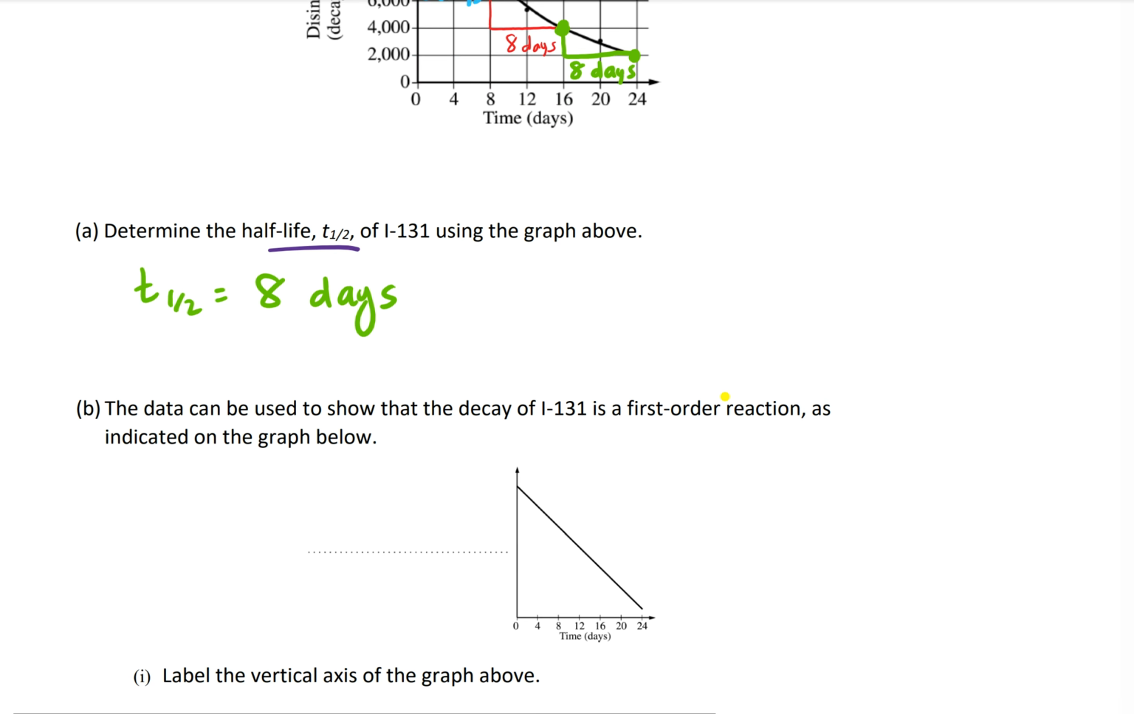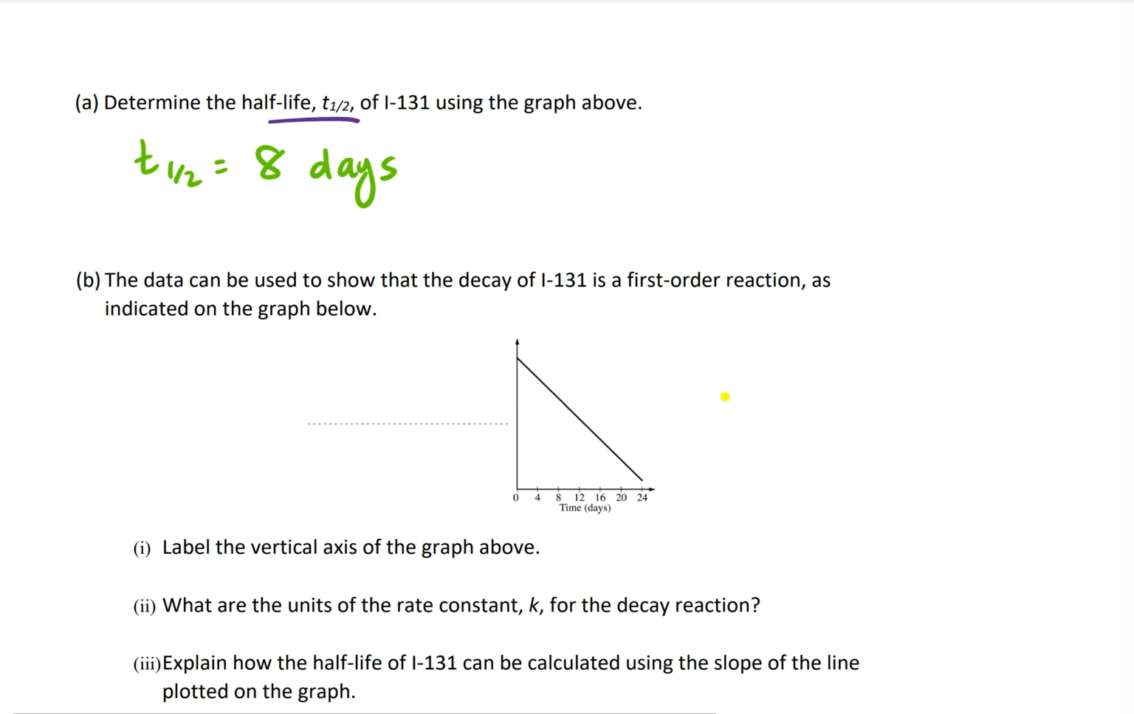So how can we use this to graph our data here? We have time on the x-axis, and now they want us to label the vertical axis. We have a straight line. I have to think back to the graphs for zero, first, and second order. They're telling me this reaction is first order, and we have a straight line, so it must be the natural log of the concentration of iodine plotted here on the y-axis. Okay, because I know natural log of concentration is what's going to give me that straight line.